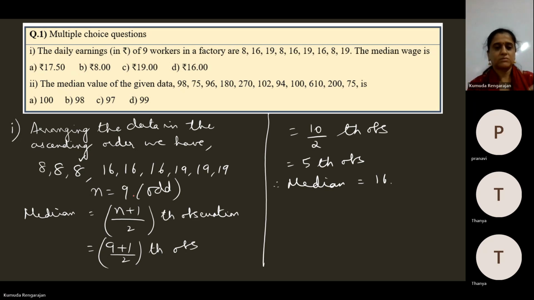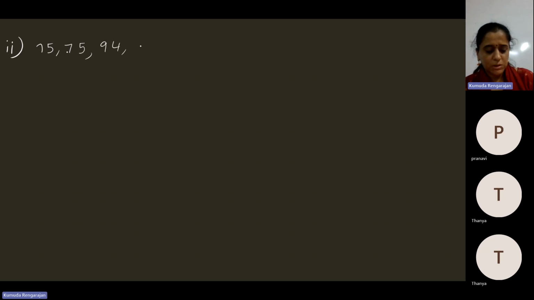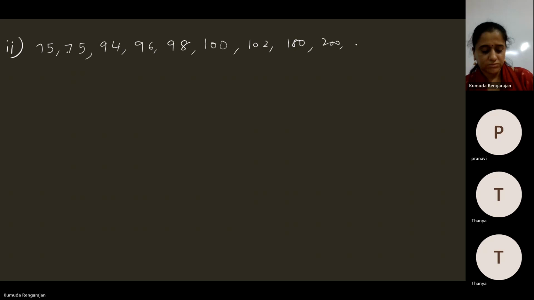What are the numbers? 75, 94, 75, 94, 96, 98, 100, 102, 180, 200, 270.